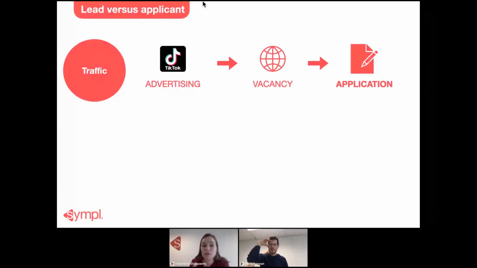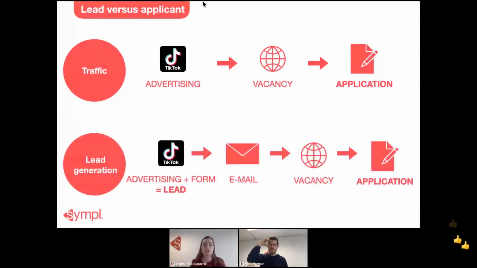Now, next to traffic, you can also choose lead generation forms. This is also an objective which you can choose in TikTok, the advertisement platform. What is that? If people see your advertisement on TikTok and click on it, they don't come to your vacancy page, but they have to fill in a little form on TikTok itself. It's only first name, last name, email address, and then you have a lead, because a lead is someone that you can actually follow up on.